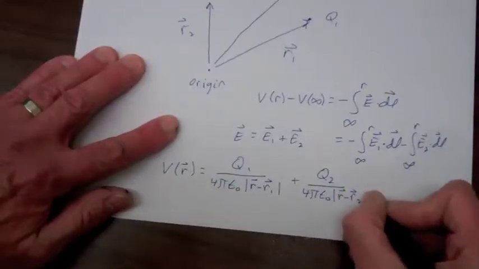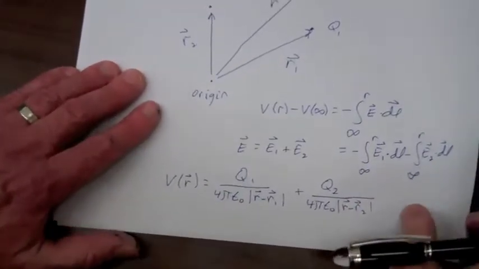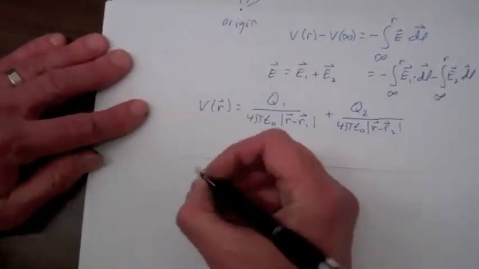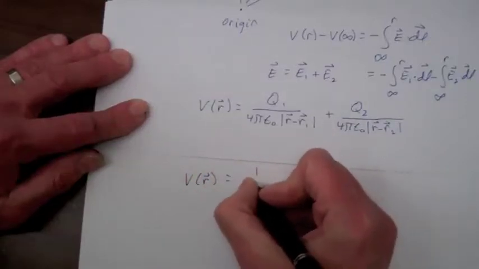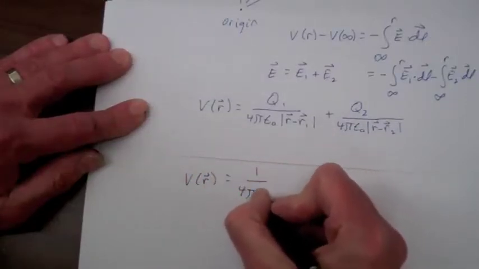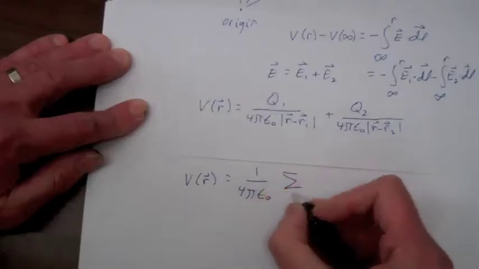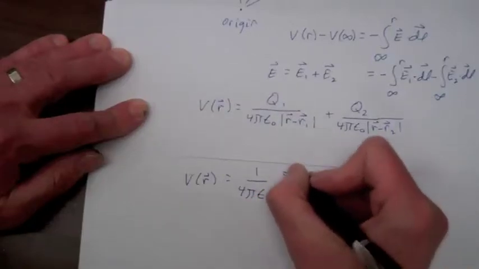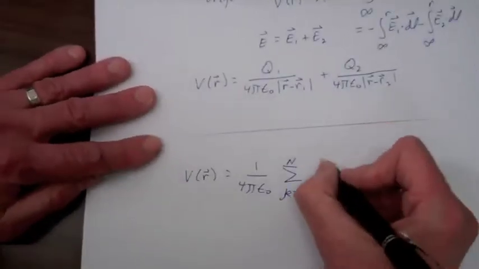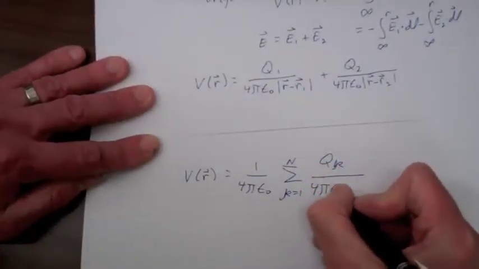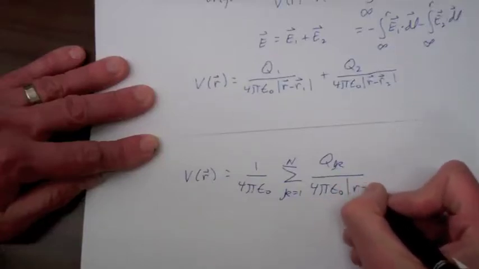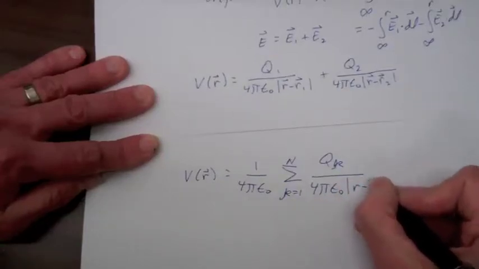And so it's straightforward now: if we have n charges, the resulting potential at some location r is the sum from k equals 1 to n of q sub k over 4 pi epsilon sub 0 times the magnitude of r minus r sub k.